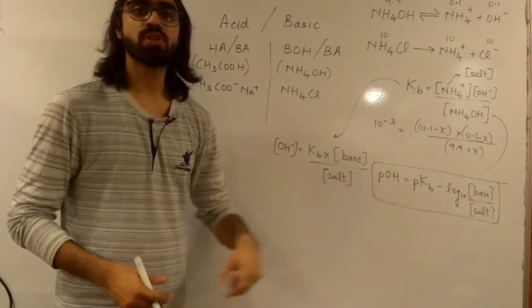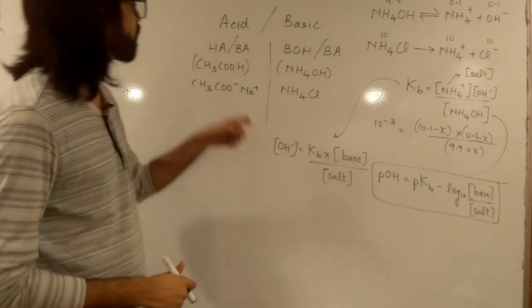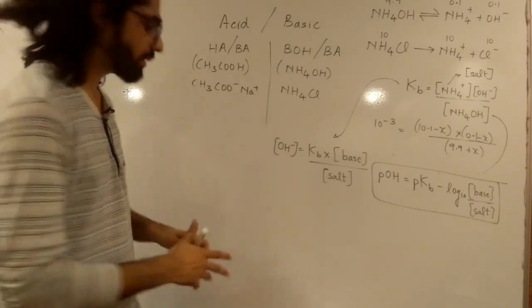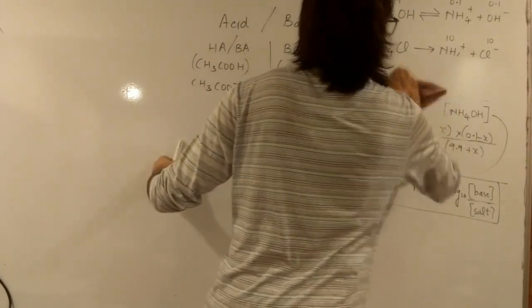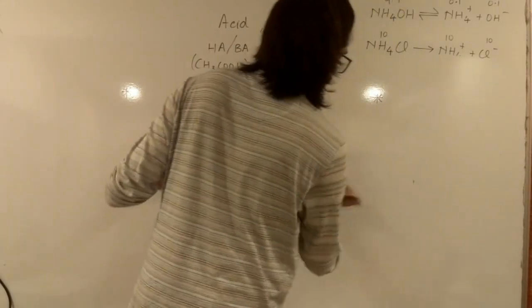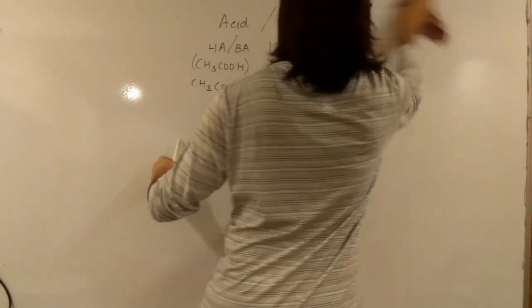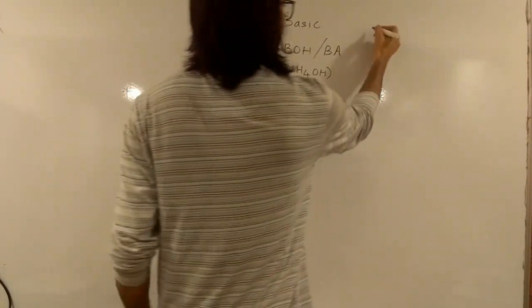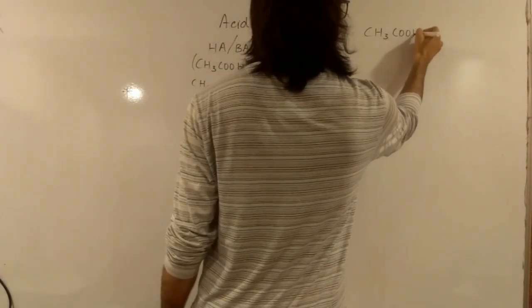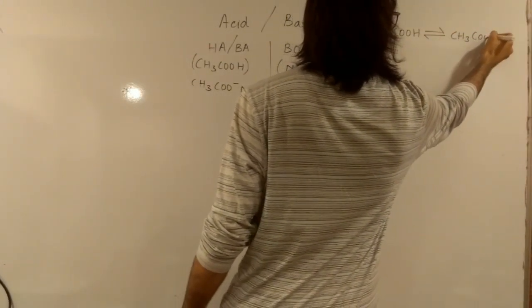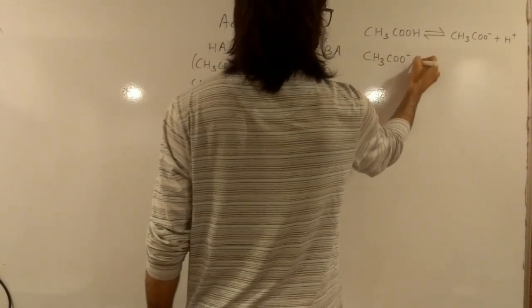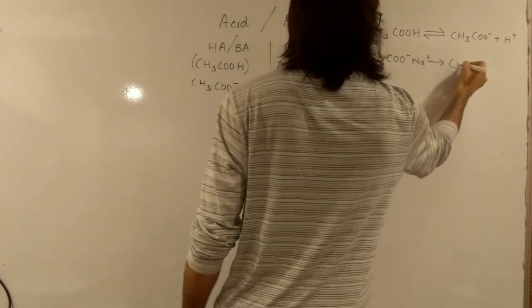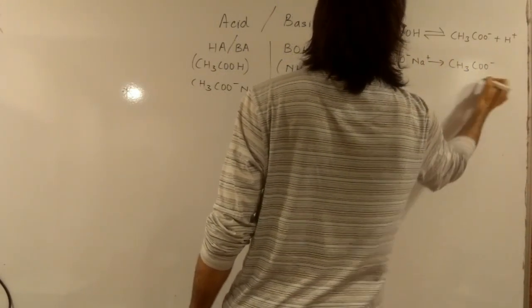Okay, so that is about the final equation of a basic buffer. You can derive a similar formula for an acidic buffer also. Let's do it quickly right away. So for an acidic buffer, the equation will be this: CH3COOH. It's a weak acid, so it will dissociate as CH3COO minus plus H plus, and the salt CH3COONa will dissociate completely, giving you CH3COO minus plus Na plus.